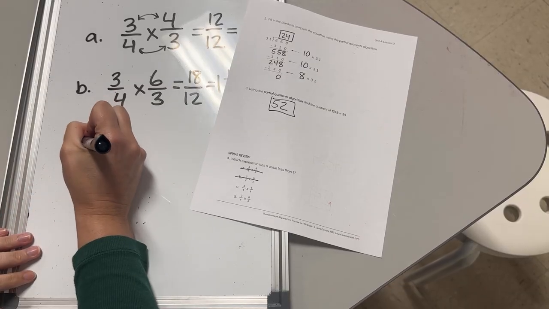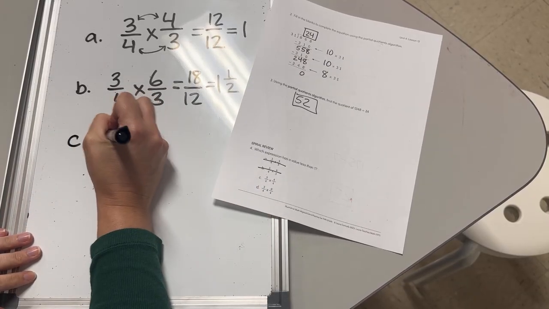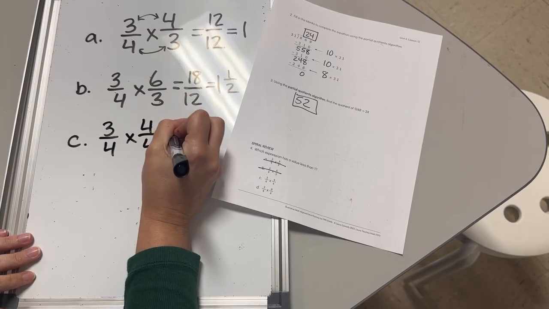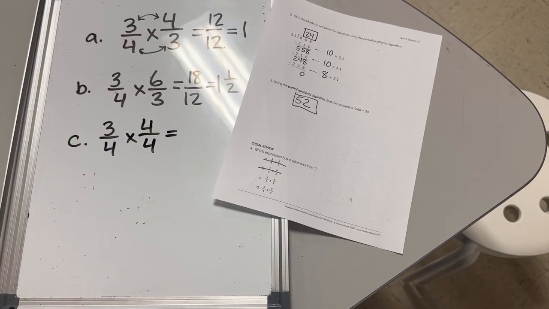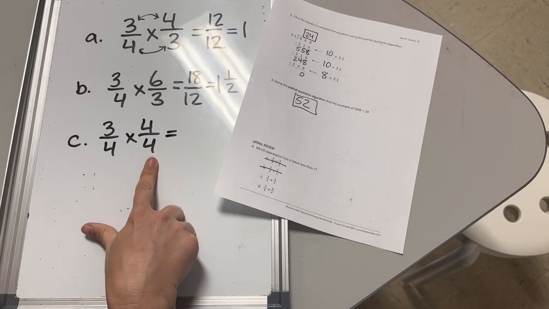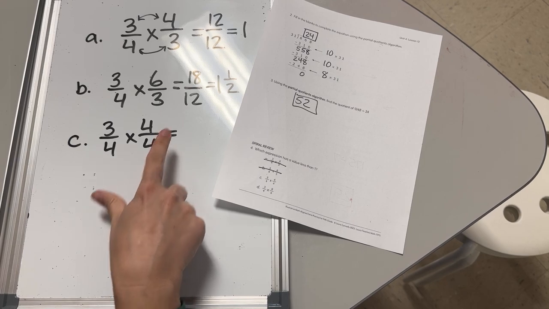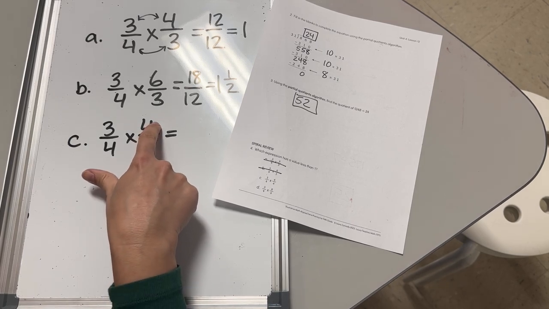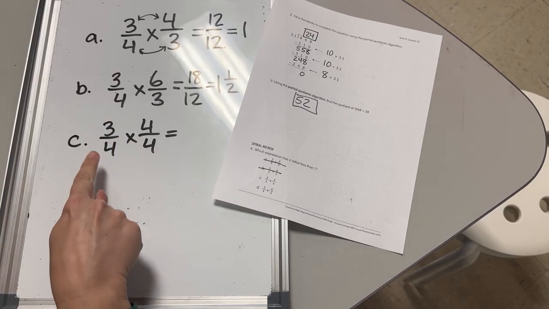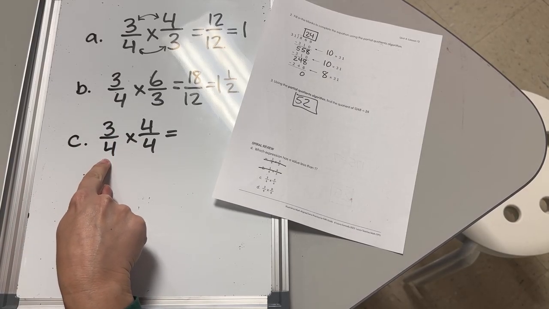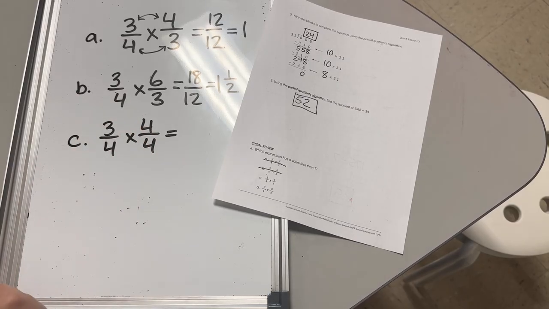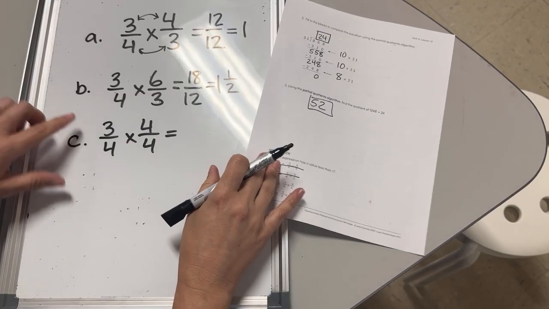For C, I had 3/4 times 4/4. Now, right off the bat, I'm going to guess that this one's my answer. Why? Because I have a 4/4 here, and anytime I have 4/4, or anytime I have a fraction that's the numerator is the same as the denominator, it equals 1 whole. And any number times 1 is that same number. So 3/4 times 1 should be 3/4. Let me go ahead and see if it works.